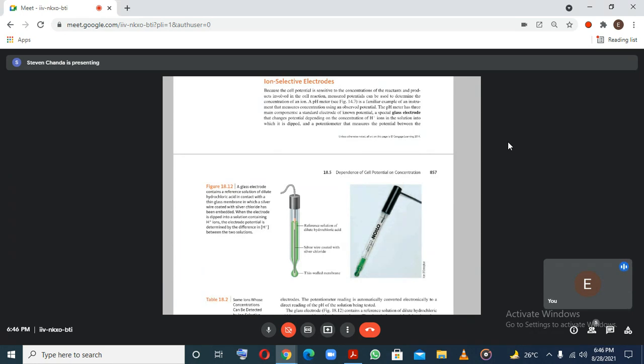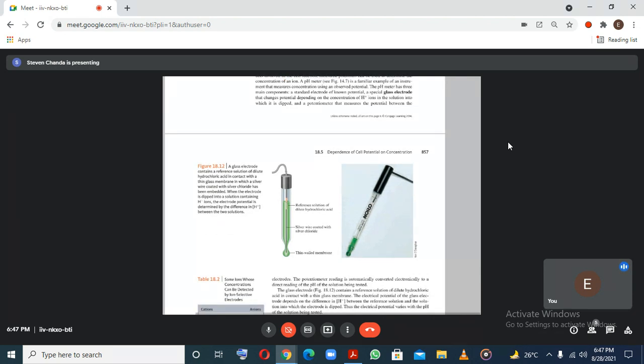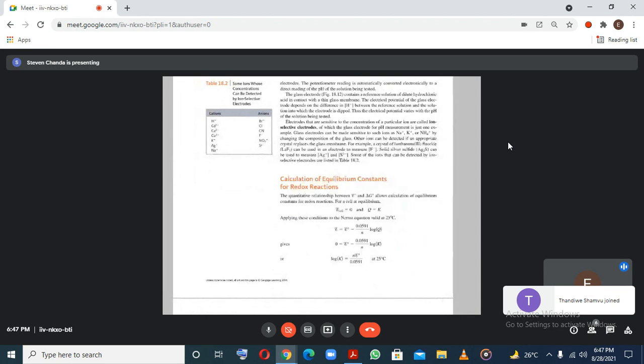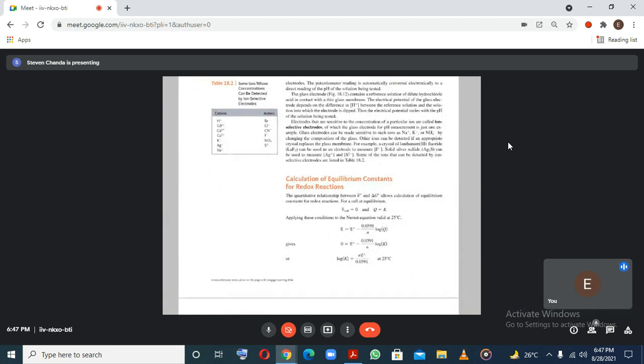But how does it work? It's been made, as you can see from the structure there, to only be capable of measuring the hydrogen ions. That's why they are called ion selective electrodes. These are important because they enable us to calculate the pH of different substances without having to do much work to titrate and all those things, right?